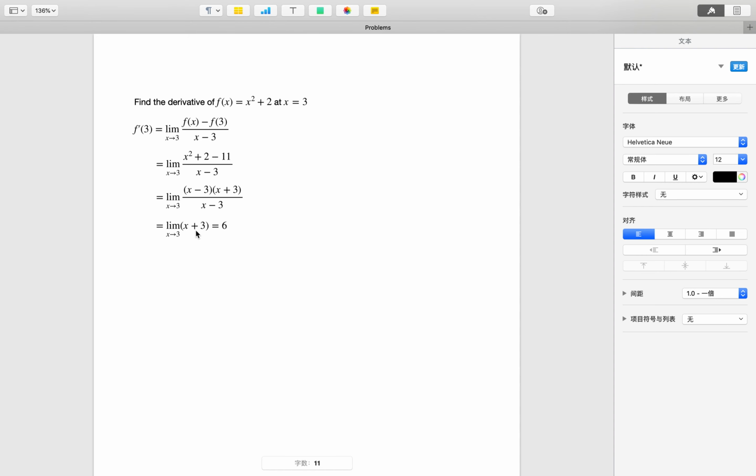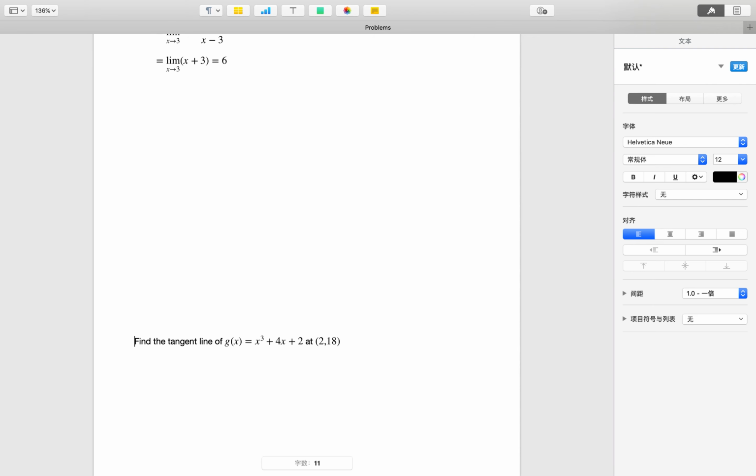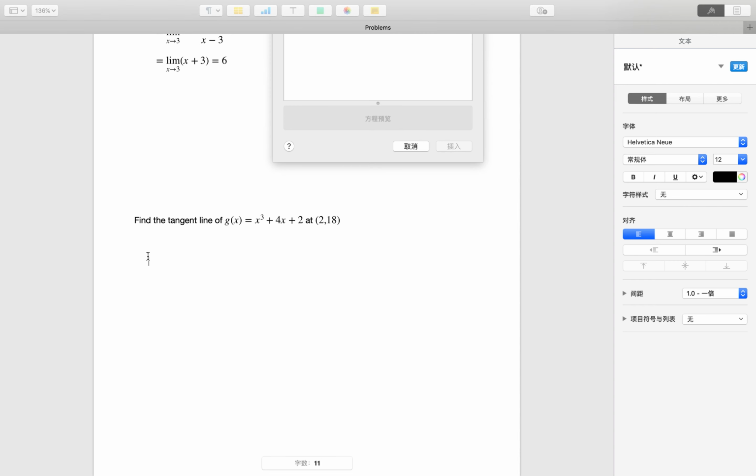So here we find that the derivative of f of x at x equals 3 is 6. So let's work on the second problem. Find the tangent line of g of x, which equals x cubed plus 4x plus 2, at (2, 18). In order to find the tangent line, we still need to find the derivative of g at x equals 2, which is g prime of 2.